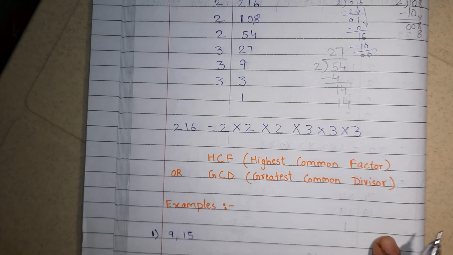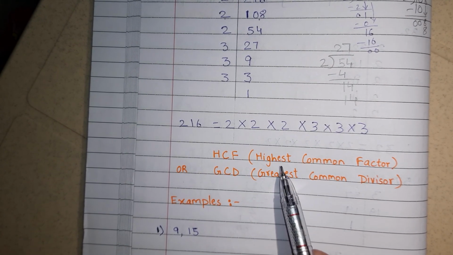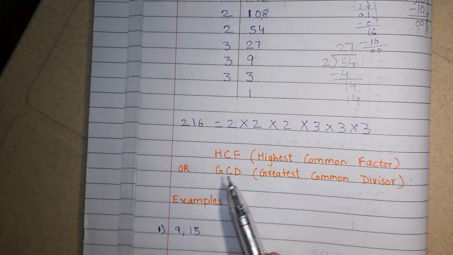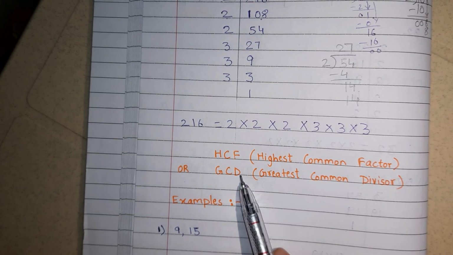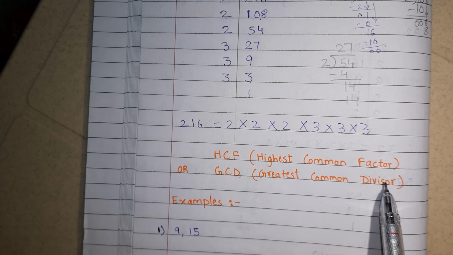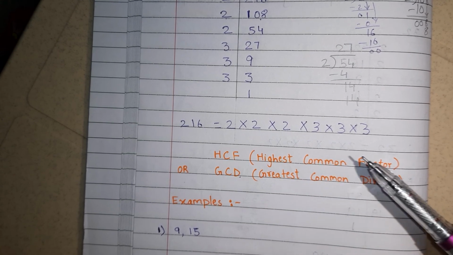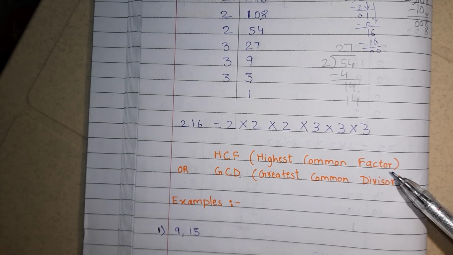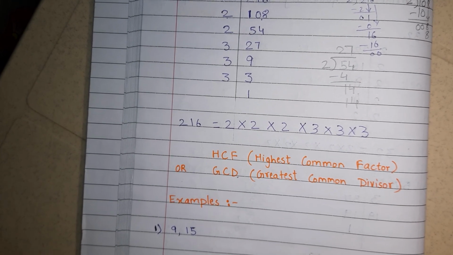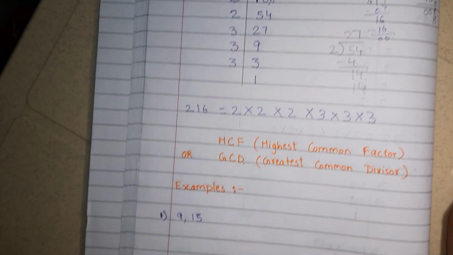Now we have to study about HCF. What is the long form of HCF? Highest common factor. And HCF is also known as GCD. What is the long form of GCD? Greatest common divisor. Now highest and greatest mean the same thing. Common, same thing. And factor and divisor are also one and the same thing. So you can say HCF or GCD, any one you can say.